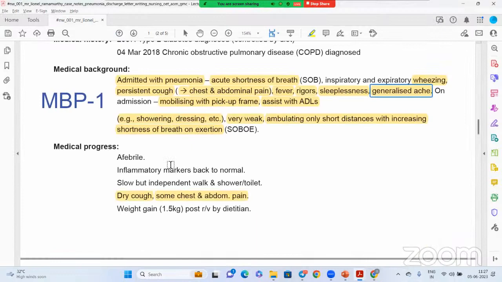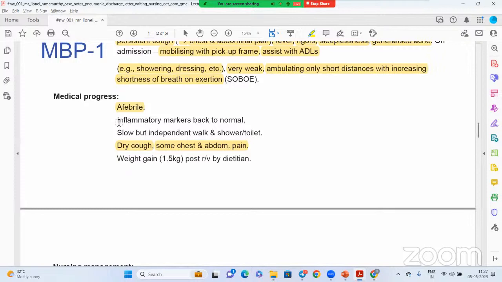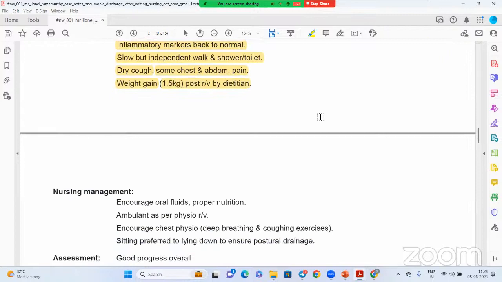During hospitalization, it is afebrile, inflammatory markers back to normal, the walking is slow but independent, walk and shower and toilet, slow but independent. He is able to walk slowly, independently, and he is able to do showering and toileting independently. Dry cough, some chest and abdominal pain. Weight gain, he has gained a weight of 1.5 kg. Post review with the dietitian. Okay, right. So these are the points which you have to write here.